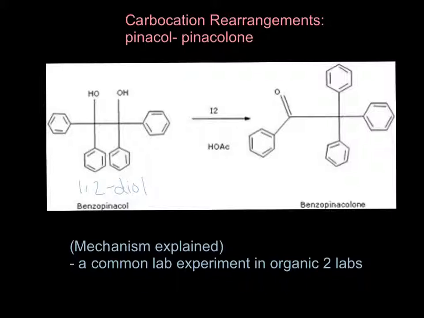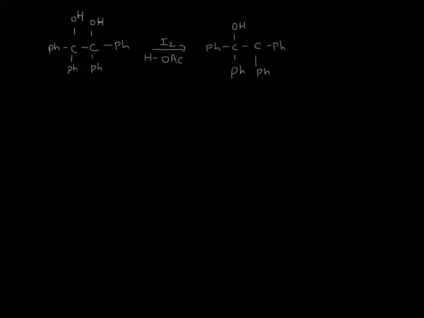You can also identify that you have 2 OH groups, and one of the OH groups is lost in the final product, while the other OH group is turning into a ketone, and we still have all of our 4 benzene rings. Okay, so let's get started with the mechanism.